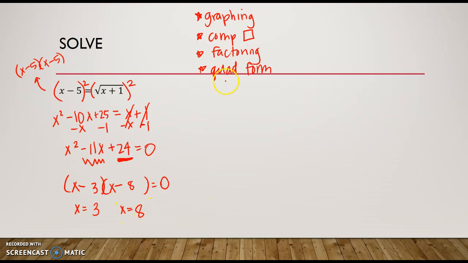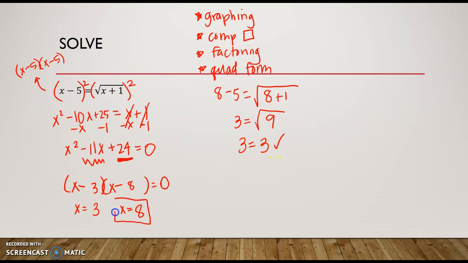So if I start with the 8, I'm going to plug in 8 for every x. So I've got 8 minus 5 equals the square root of 8 plus 1. 8 minus 5 is 3. 8 plus 1 is 9. The square root of 9 is 3. 3 equals 3, so that means 8 is a solution. Remember, we're only going to take the positives when we're working with our radical equations.